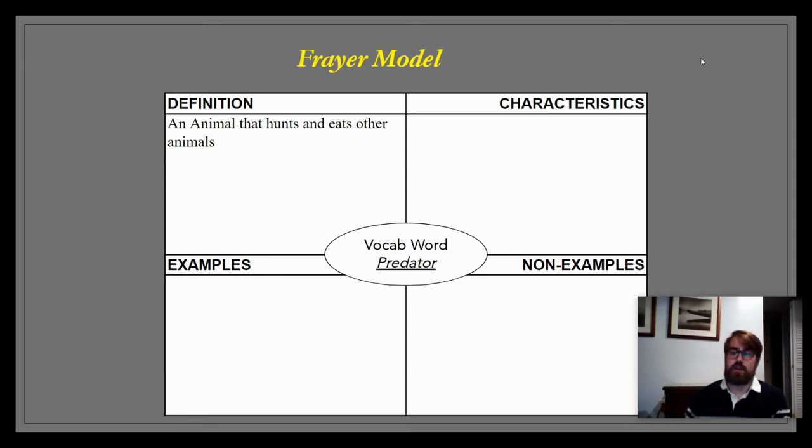All right, so now you're going to pause the video, and then you're going to see if you can think of some characteristics of what a predator looks like, what things they have, and then examples of predators. So what are predators? We already know it's an animal that hunts, so what kind of animals maybe? And then what are examples? What are non-examples? So what isn't a predator? Maybe some animals that aren't predators.